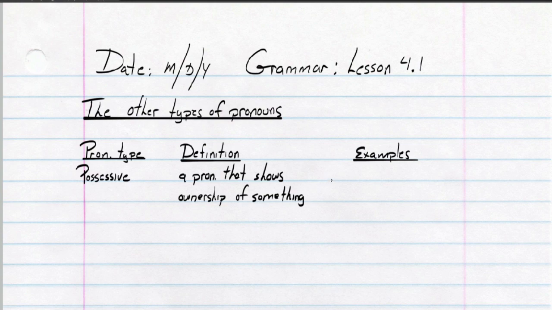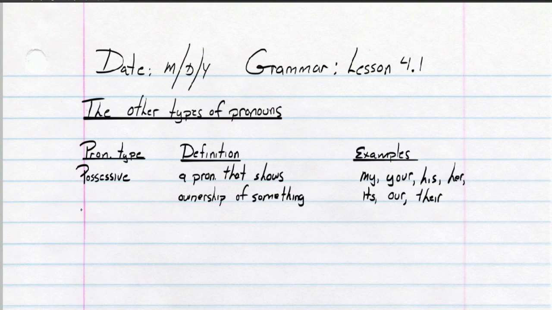Examples of the possessive pronoun would be words like my, your, as in Y-O-U-R, his, her, its without an apostrophe, our, and their. Okay, there are others, but that'll work now for examples. So that leads us on to the next one, interrogative.